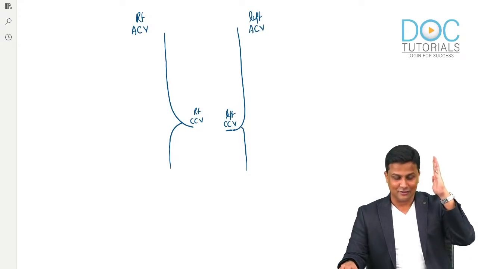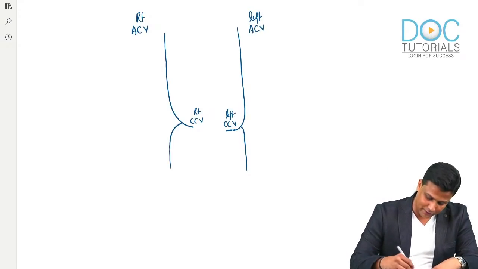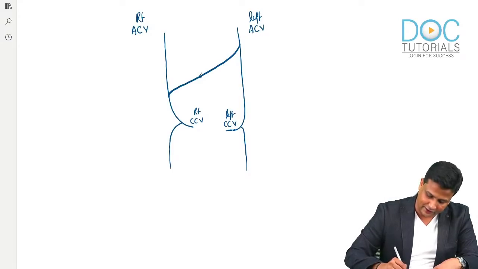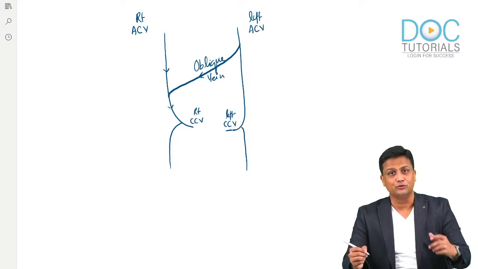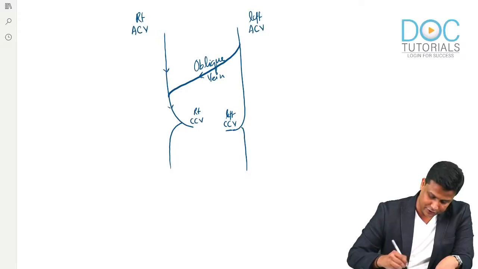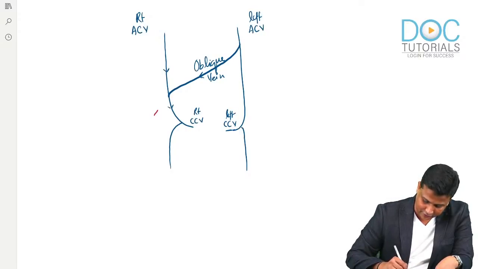The blood which is drained from the left side will actually be combining here. That will also be draining here. How? It is brought here with the help of a vein, and this vein is referred to as your oblique vein. That's the oblique vein. So from the right side as well as the left side, both of them will combine together to form your superior vena cava. So this is how the superior vena cava will actually be formed.